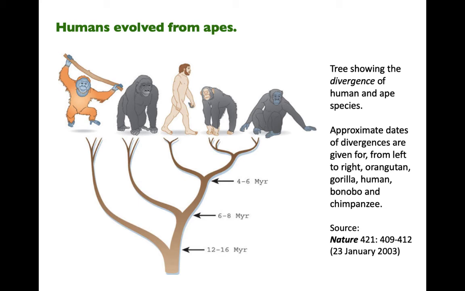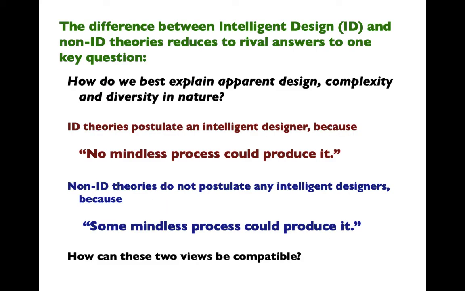Here's the tree showing the divergence of human and ape species. All of these are apes. Approximate dates of divergences are given for, from left to right, the orangutan, the gorilla, the human, the bonobo, pygmy chimpanzee, and the chimpanzee. So we ask again, how are these two theories incompatible?